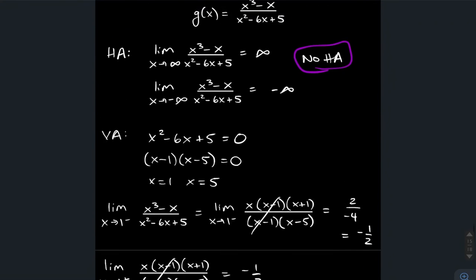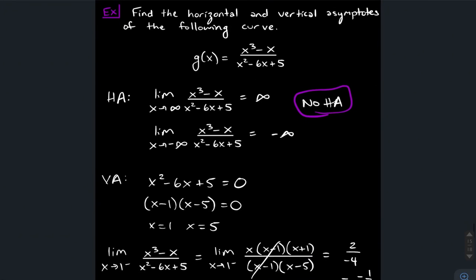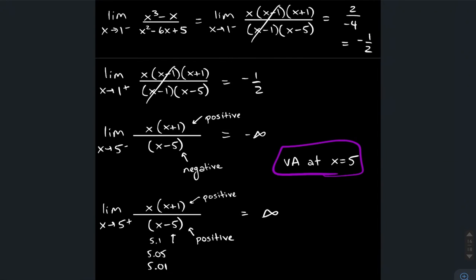Okay, and I believe that's all the question was asking. It said find the horizontal and vertical asymptotes. We said there were no horizontal asymptotes. We said there was a vertical asymptote at x equals 5. Awesome.